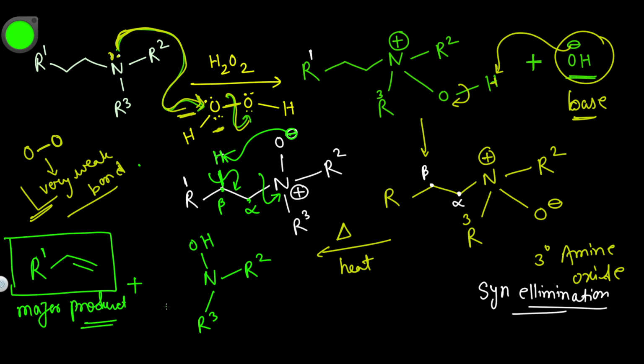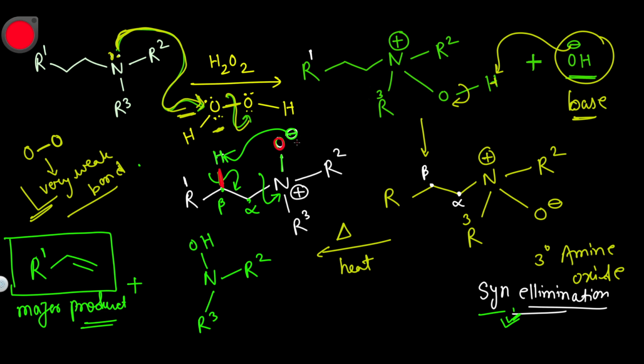Now you can ask me: we know that in this elimination reaction, syn elimination will occur, so that's why we are taking this O minus and this hydrogen. Let me show you in red color. This is our O minus here, and this hydrogen should be on the same side. Then you can say this is a syn elimination.